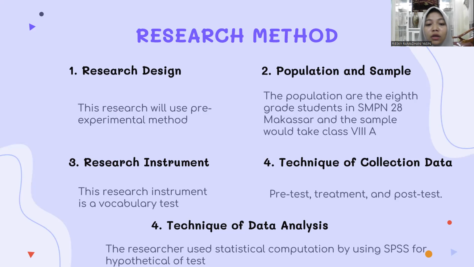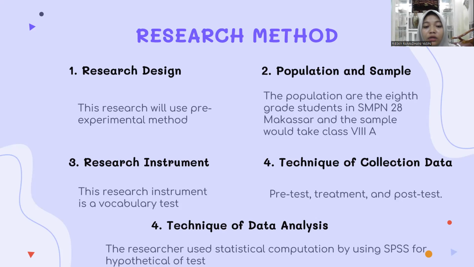The next is population and sample. The population to be examined in this study are 8th grade students in SMP Negeri 8 Makassar, which will involve two classes. The sample of this research will take class 8A. The researcher chose 8A because the researcher wants to improve the vocabulary mastery of students who focus on nouns, verbs, and adjectives.